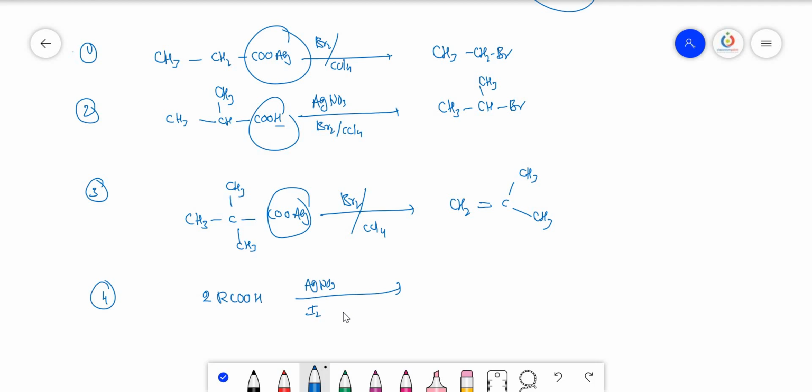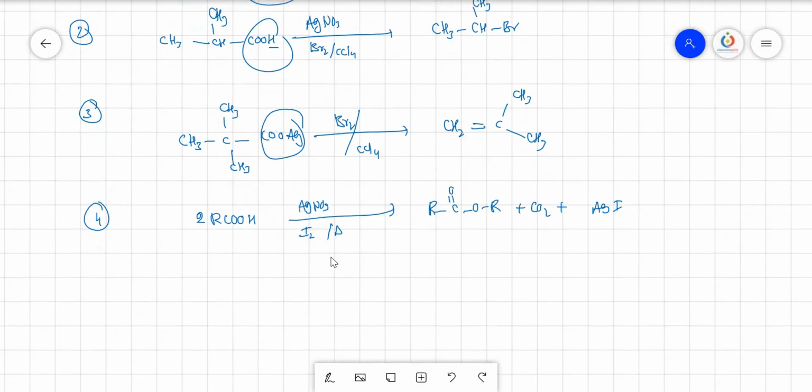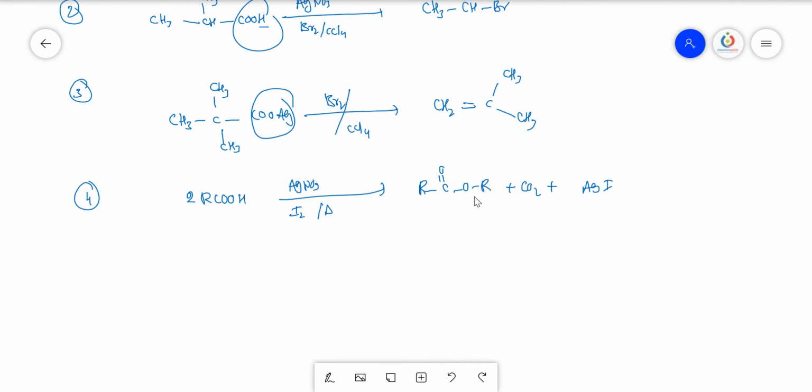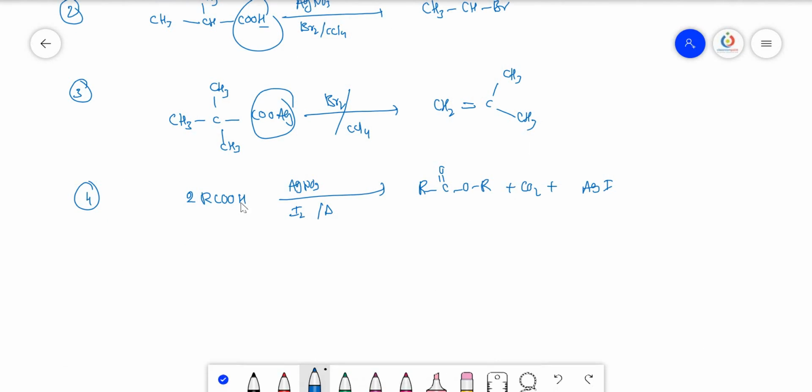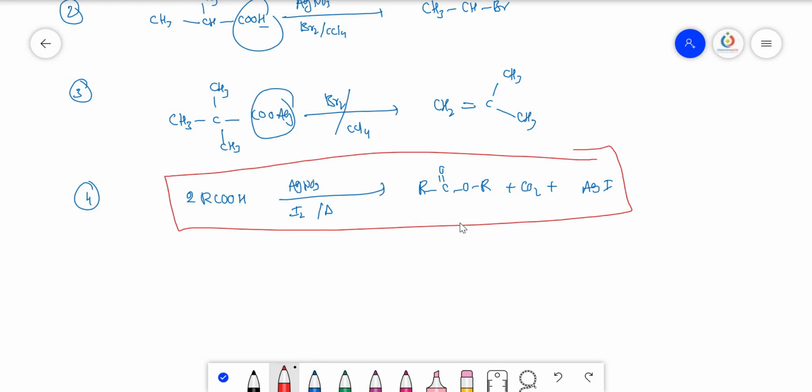Now take the iodine and heat it. Then you will get RC(=O)OR. So it becomes the ester, carbon dioxide, and later silver iodide. The formation of esters from silver salts of carboxylic acids using iodine is separately called the Simonini reaction.